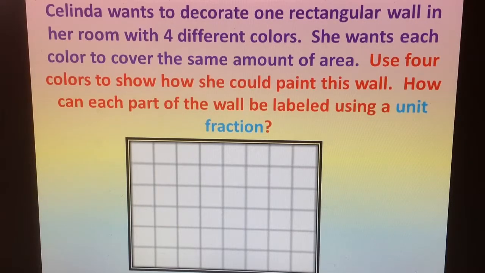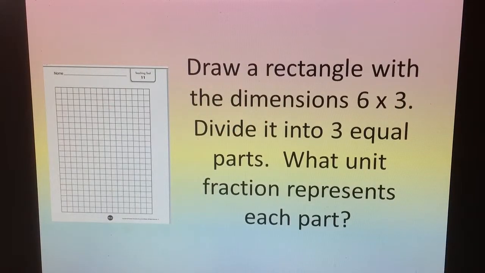So students had grid paper and they thought about how to divide up this 6x8 shape into 4 equal parts. They had lots of different ways they did that. Then we tried it again with a rectangle that had the dimensions of 6x3. We divided it into 3 equal parts. And of course the unit fraction for a shape that's been divided into 3 equal parts is 1/3.